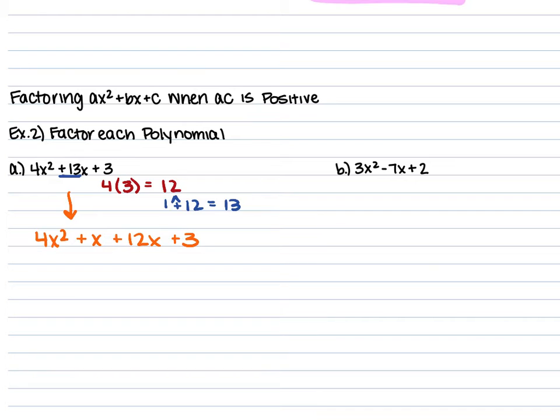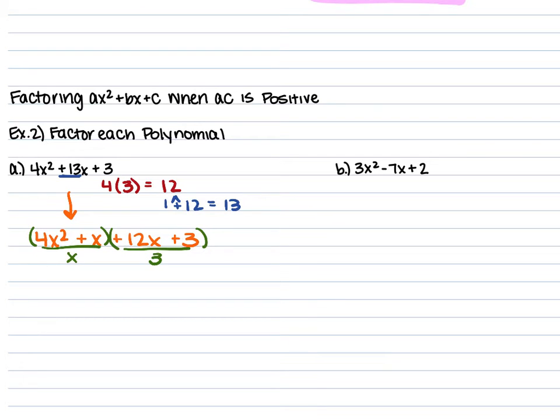From here, our next step is to factor by grouping because there's 4 terms. When we factor by grouping, we're going to put a set of parentheses around the first 2 terms. We're also going to put a set of parentheses around the last 2 terms. When we do this, we are going to factor out the greatest common factor from each set of parentheses. So the 4x squared plus x, we can factor out that greatest common factor, which is x. From the 12x and the 3, we can factor out the greatest common factor, which is 3.